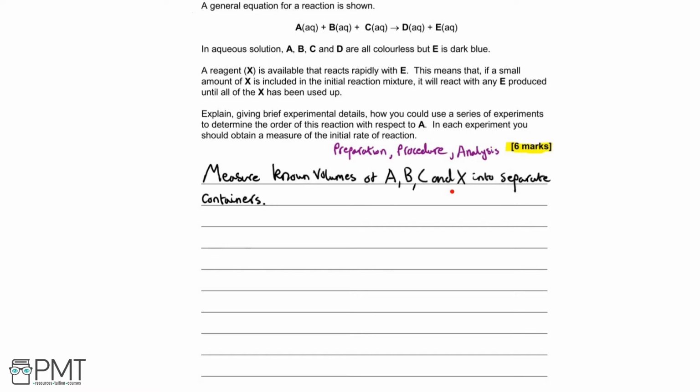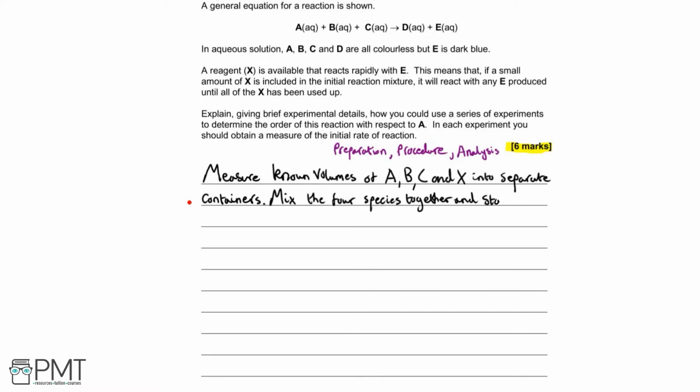Now, stage number 2 is the procedure, and in this sort of question it is the longest of these stages. The first thing we need to do, however, is actually get the reaction going. So we're going to mix all four of the species together, as we want the X in there as well. And we'll see why in a second. On top of mixing the 4 species together, we're going to start a timer.